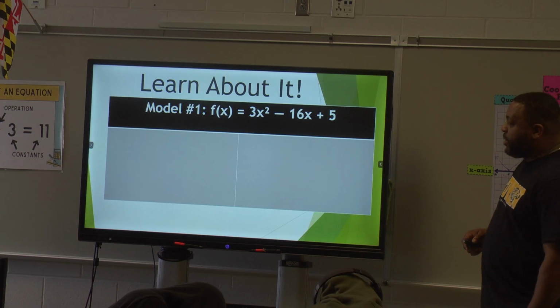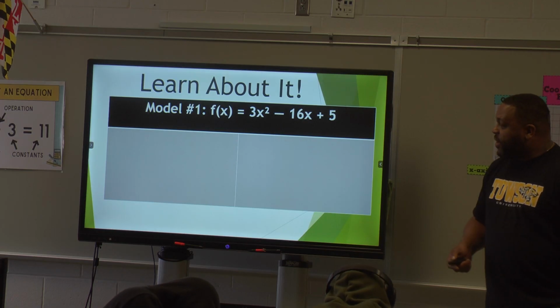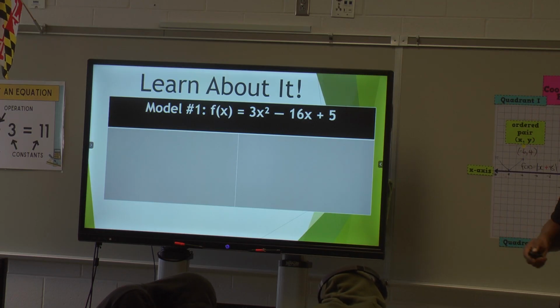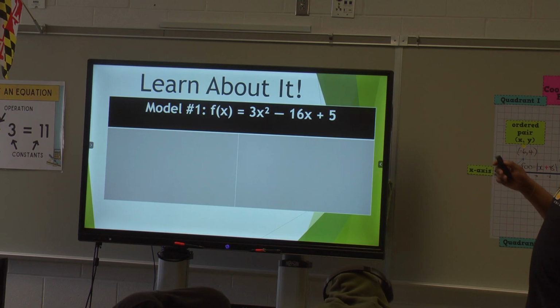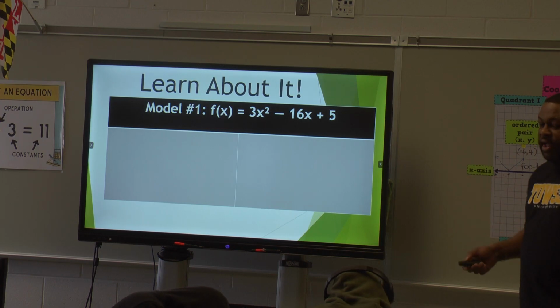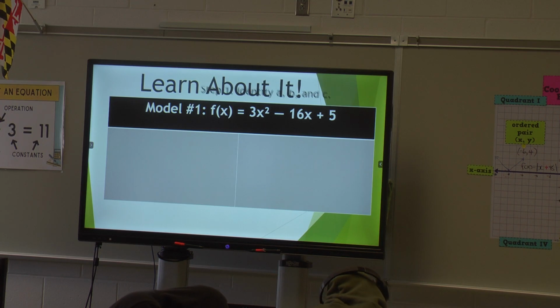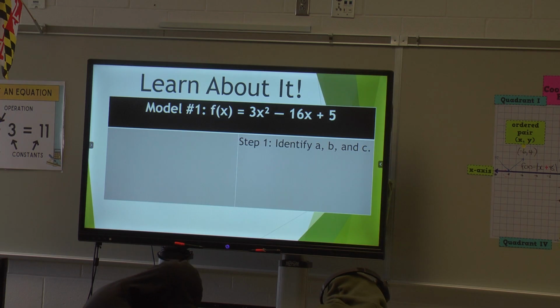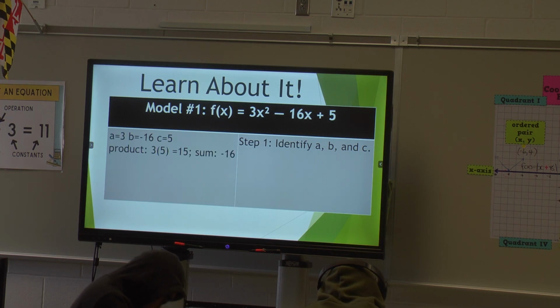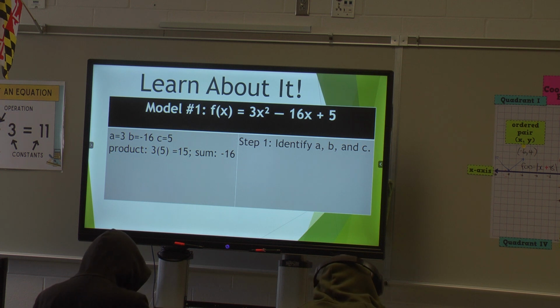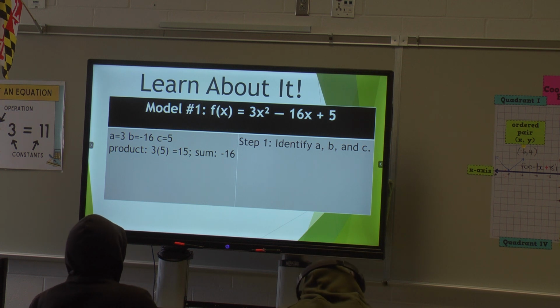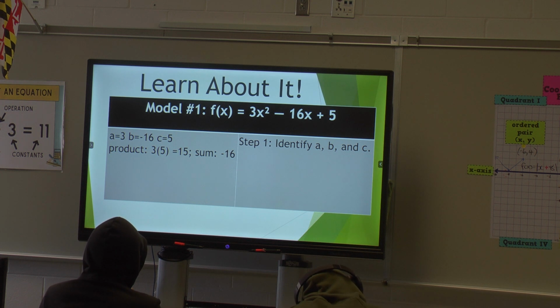So right here, we're looking at our first model. f of x equals 3x squared minus 16x plus 5. First thing we need to do is identify what our A, B, and C are. What that means is, when we look at it, A is 3, B is negative 16, and C is 5.